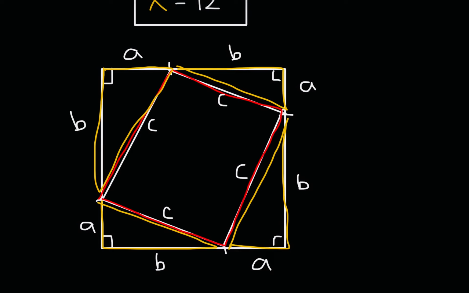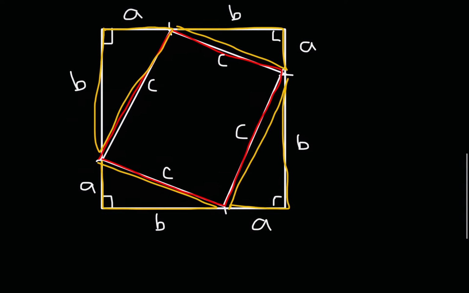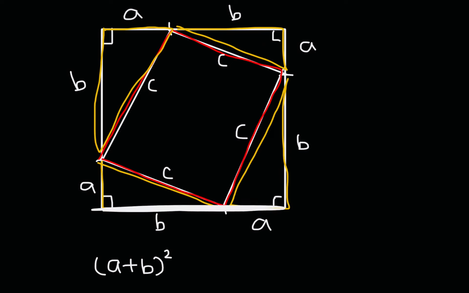Okay, so now we have a giant square, right? The area of this giant square is (a + b) squared. Now, why is it (a + b) squared? Because one of the side lengths here is b plus a, in other words, a plus b, it's the same thing. So we know that the area of the square is going to be (a + b) squared.